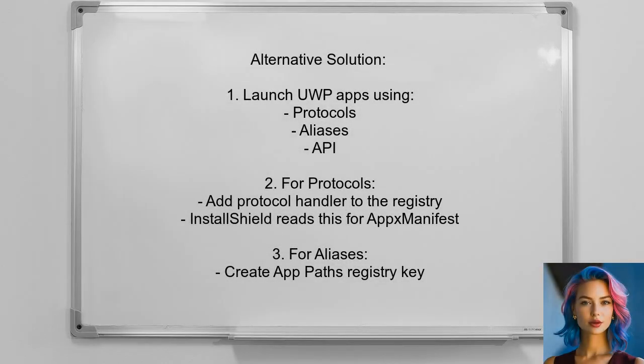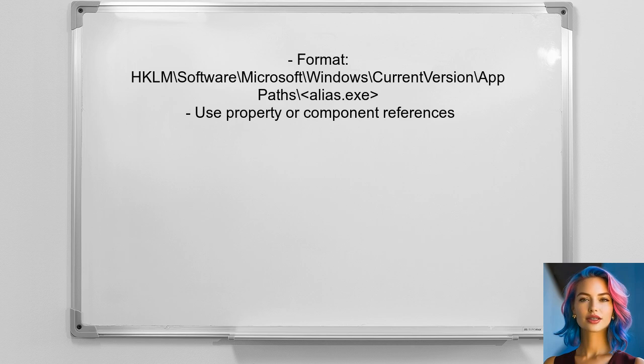An alternative approach suggests that instead of focusing on the installation location of a UWP app, you should consider how to launch it. UWP apps can be started using a protocol, an alias, or an API. To implement a protocol, you can add a protocol handler to the registry, which InstallShield will then include in the AppX manifest. For an alias, create an App Paths registry key for each entry point, allowing you to define a custom command line name for your app.